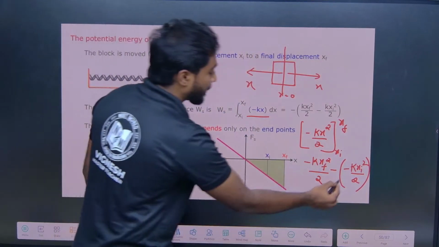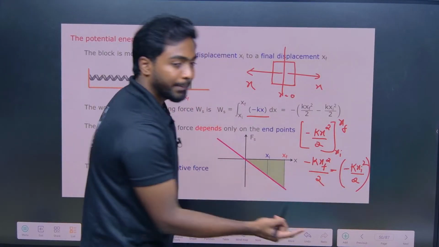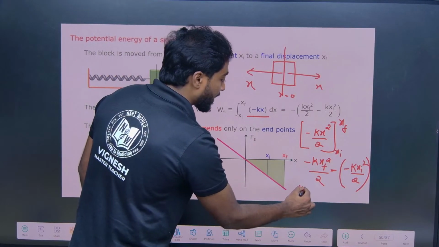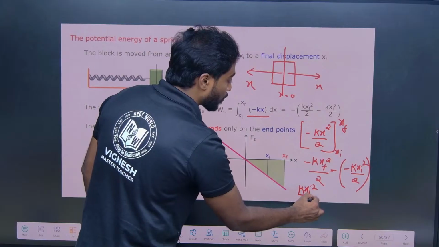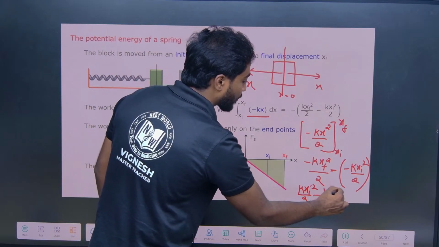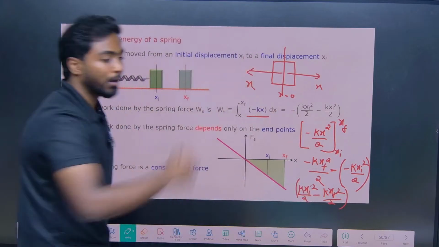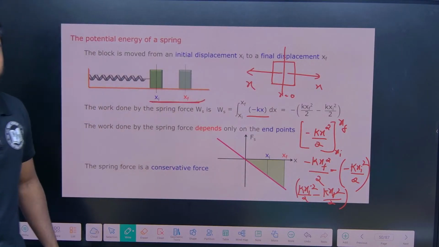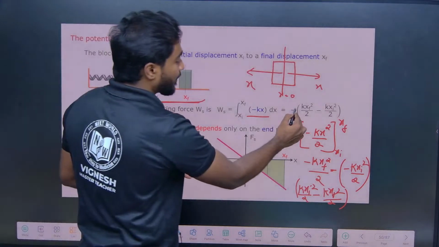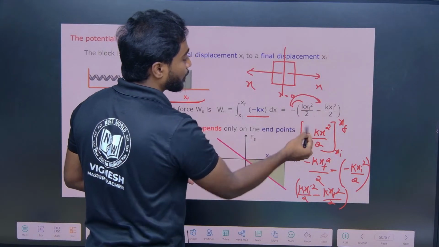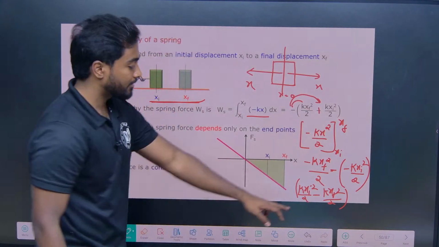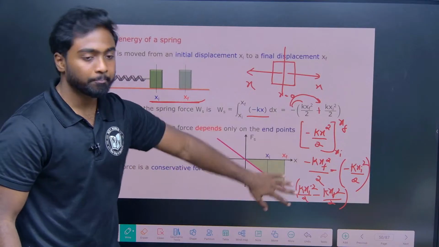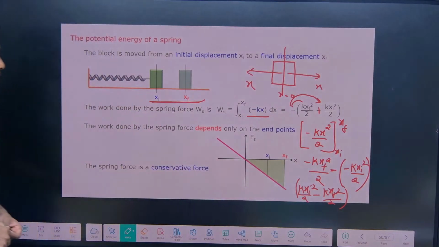So what happens here? This minus and minus will become plus. So kx initial square by 2 minus kx final square by 2. So this is my work done for the given particular points. If I take the negative sign inside, it is plus and it is minus, and the value we got is the same. You can take a note of this.